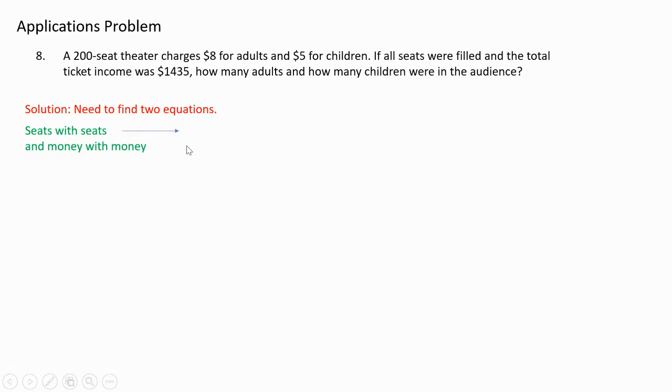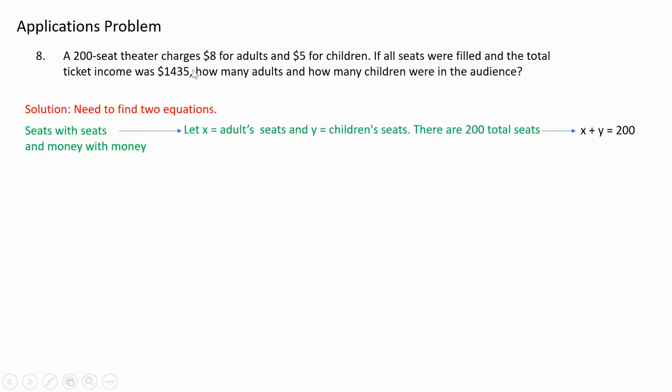So for example, I'm going to let x equal the adult seats and y equal the children seats. So x means adults and y means children. Adult seats plus children seats equals the total number of seats, which will be 200. So this is my equation: x plus y equals 200.